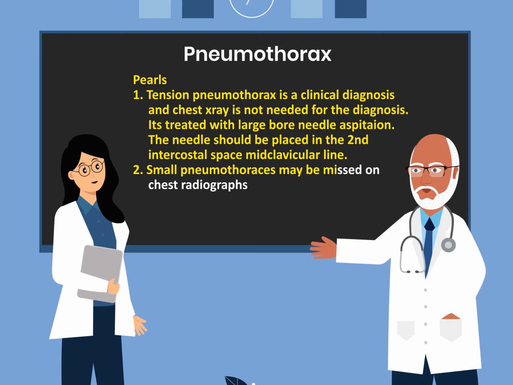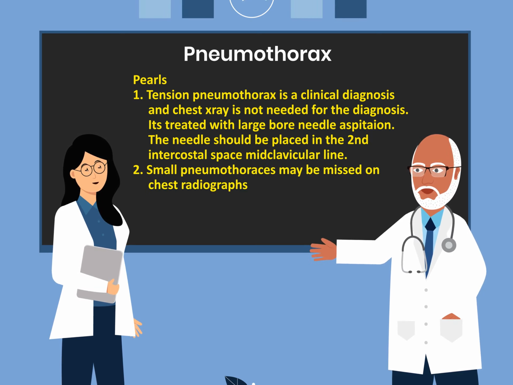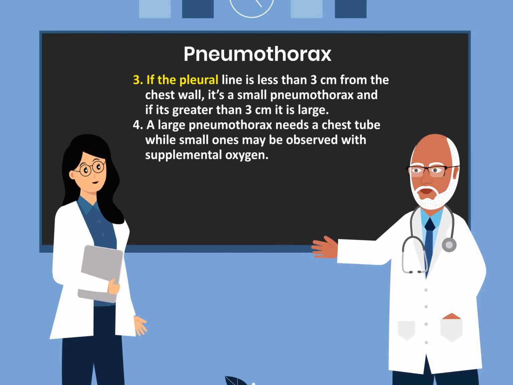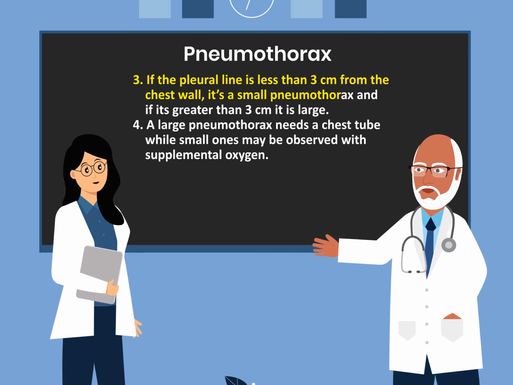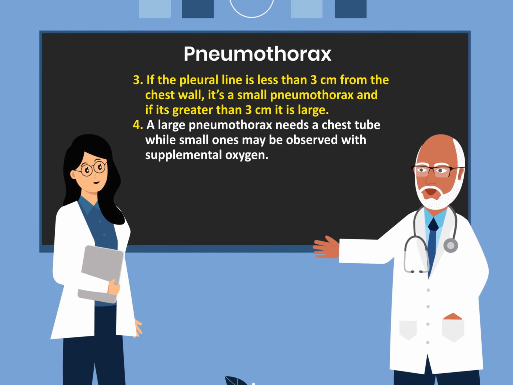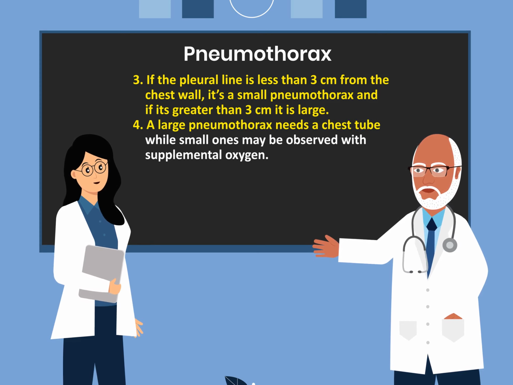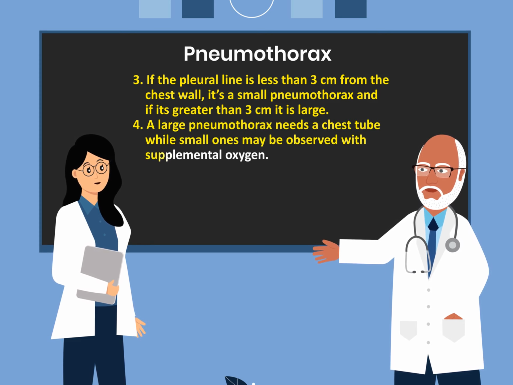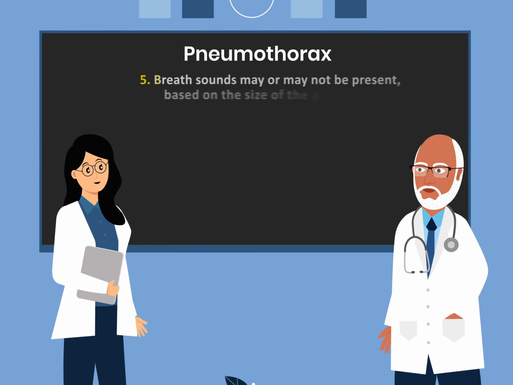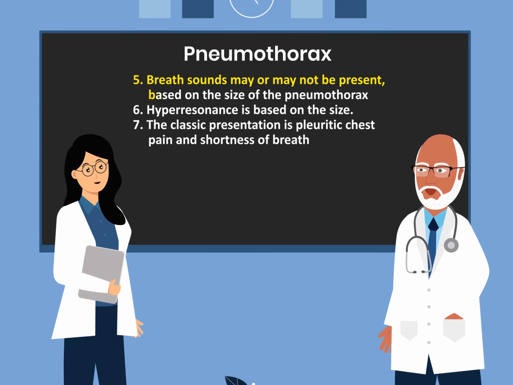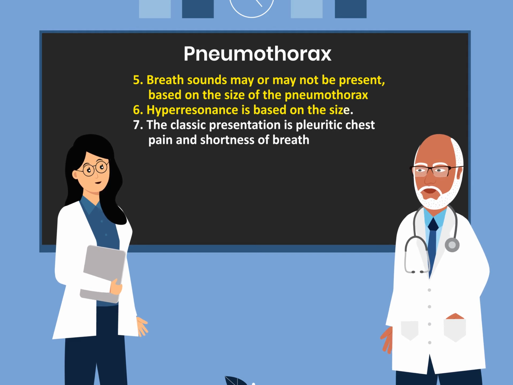Small pneumothoraces may be missed on chest radiograph. Also, if the pleural line is less than 3 centimeters from the chest wall, it's a small pneumothorax, and if it's greater than 3 centimeters, it is large. A large pneumothorax needs a chest tube, while small ones may be observed with supplemental oxygen. Breath sounds may or may not be present based on the size of the pneumothorax. And hyperresonance on percussion is based on the size of the pneumothorax.